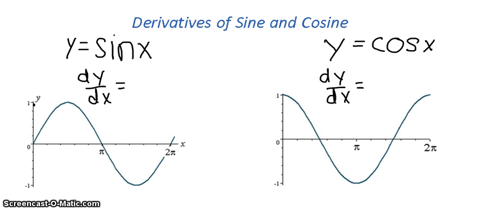This video is going to explain the derivative rules of sine and cosine of x. On the left, we have the graph of sine x, and according to the derivative rules, the derivative is cosine of x. And on the right, we have the graph of cosine x, which, according to the derivative rules, the derivative is negative sine of x.